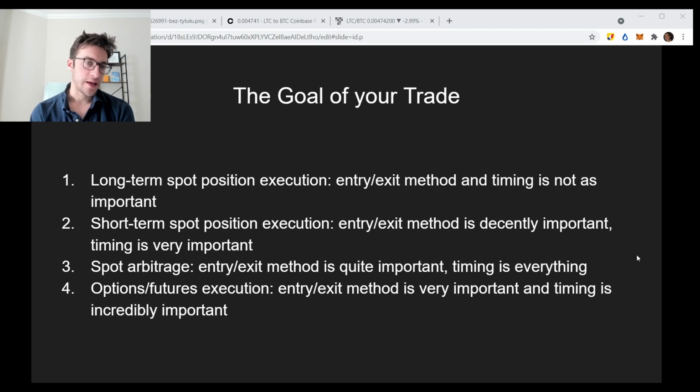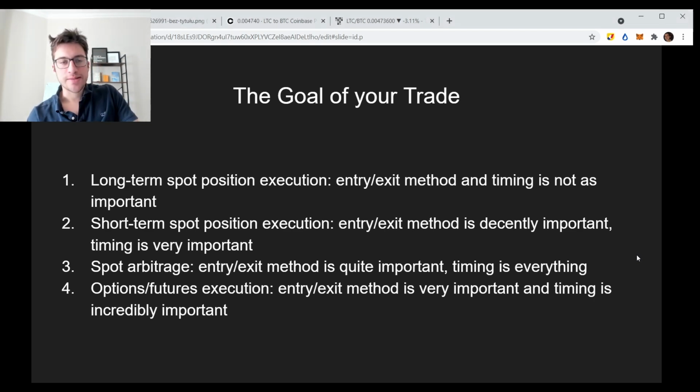In spot, that will not happen. In spot, your position is your position. Nothing will change. Just the USD value or the BTC value of that position will change. But the amount is not going to change, unless it's an airdrop or fork, but that's a whole other story.